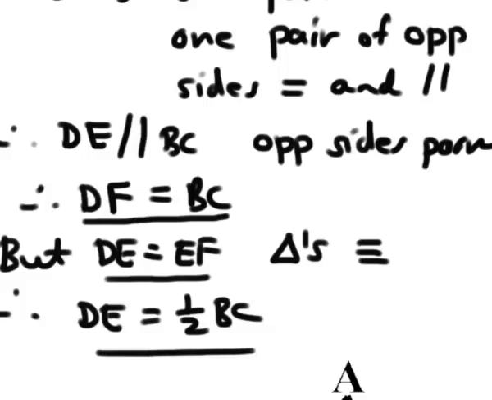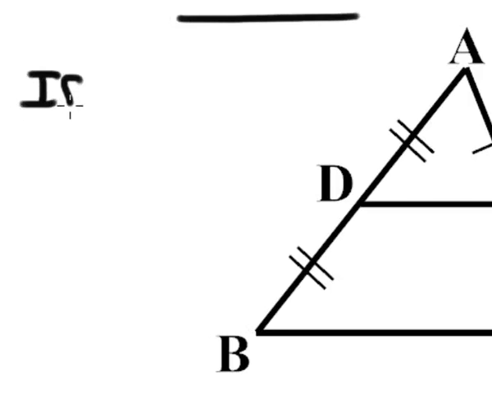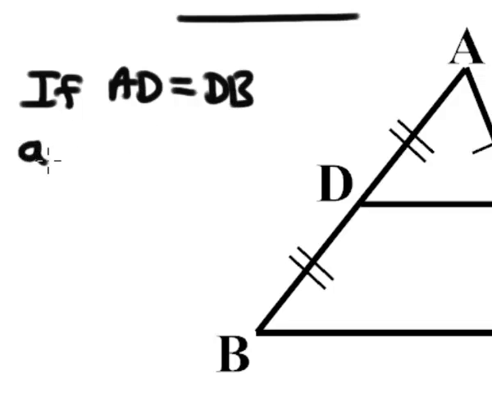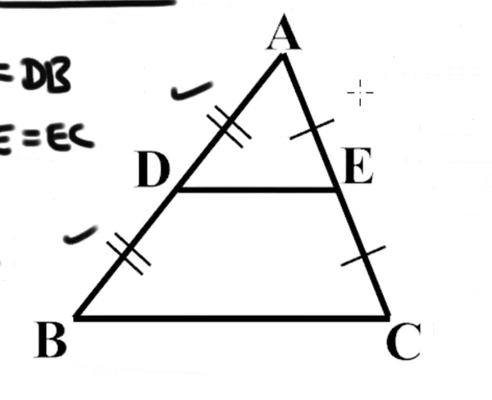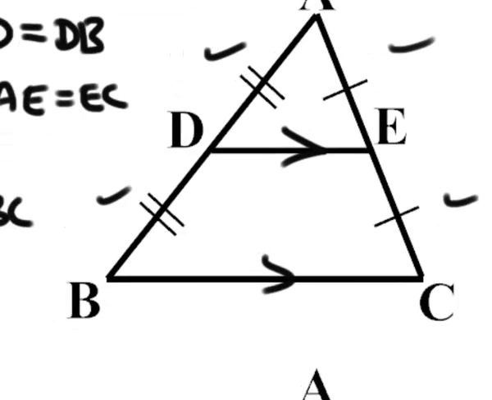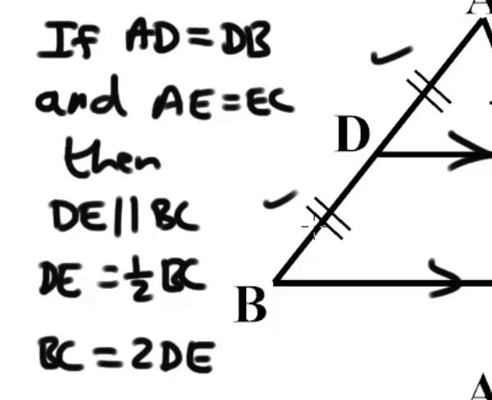In essence, what the midpoint theorem is saying is that in this triangle, if you've got AD equal to DB, and at the same time AE equal to EC, then the conclusion is that DE is parallel to BC. So if AD is DB and AE is equal to EC, then these two lines are parallel, and also DE is half of BC. You could also say that BC is twice DE if you like.